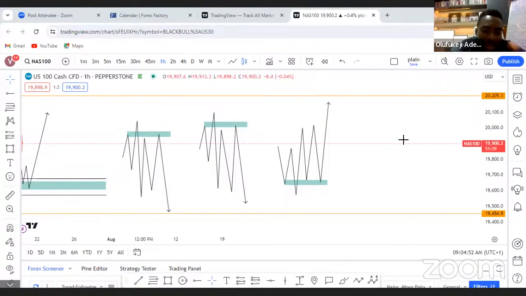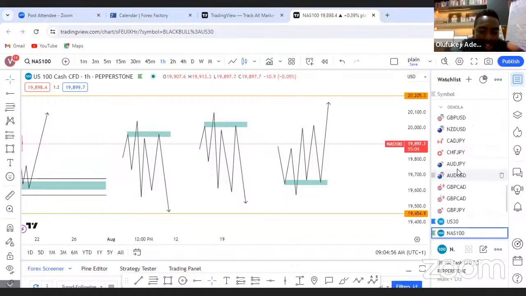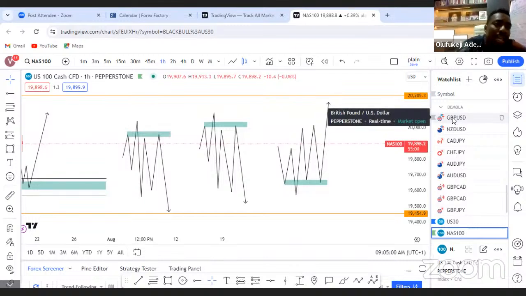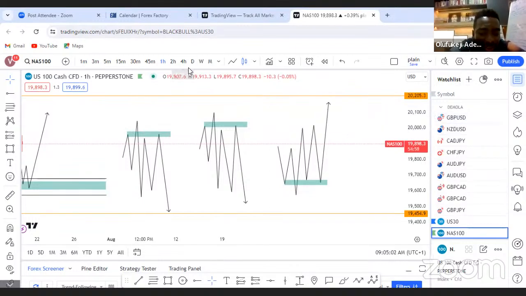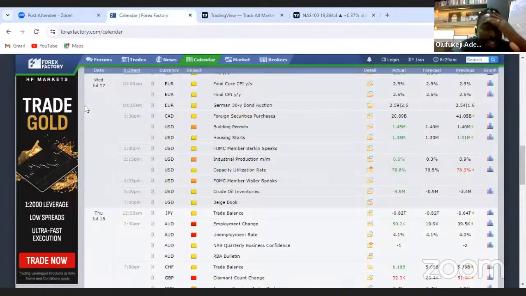Now let's look at what's happening in the markets today. As always, as a trader, you must have a basic routine. When you come to your chart, you check your calendar. So let's see what's happening on the Forex Factory calendar. This is the sequence of a serious trader. You wake up early to catch the session that you want to catch.